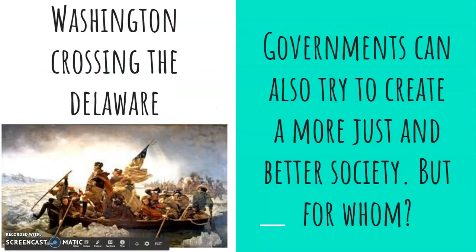So governments can try to create a more just and better society. That's often their goal. But you always want to be thinking about, who is this society going to be better for? Is it better for everyone, or is it sometimes better for just certain groups of people? Okay. Off to the left, we have George Washington, the first president of the United States, crossing the Delaware during the Revolutionary War. Very famous painting.